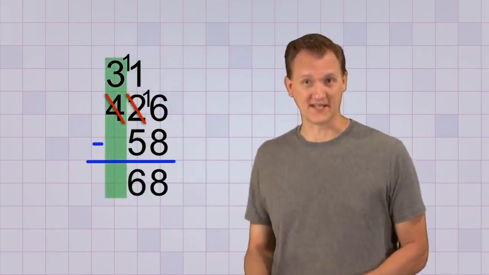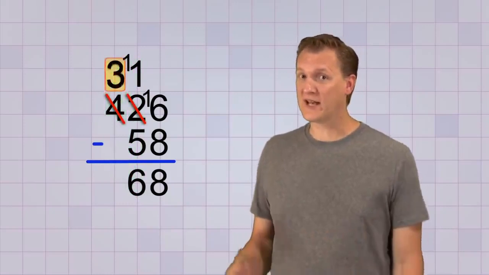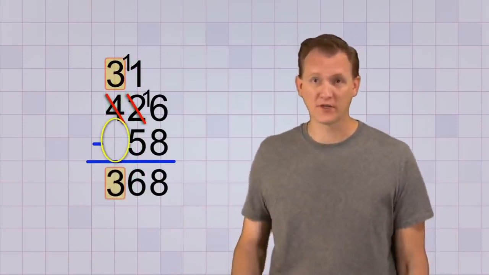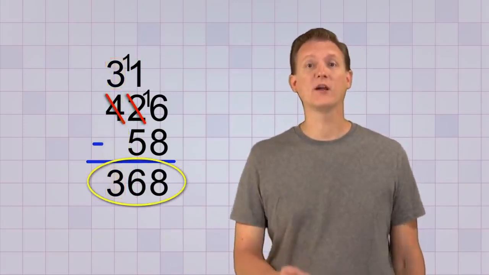And the last column's easy. We bring that leftover 3 down to the answer line because there's nothing there to subtract from it. And that means 368 is our answer. So now you know the basics of multi-digit subtraction.